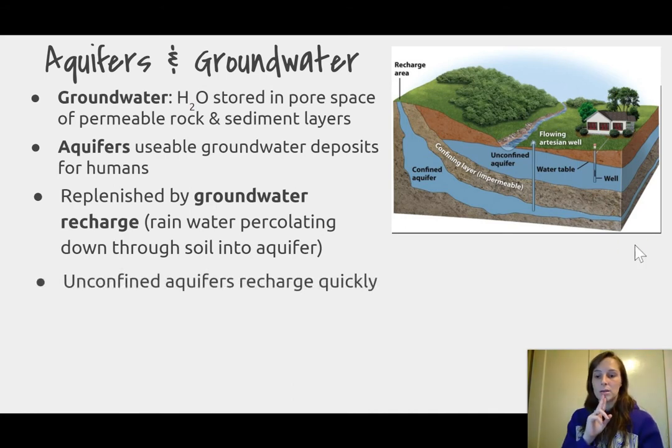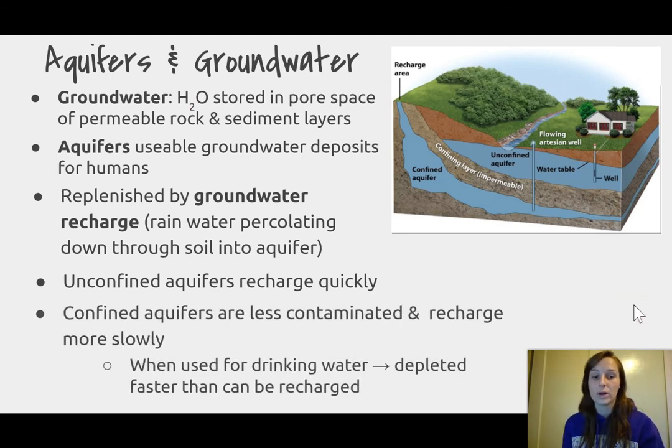So we've got 2 of them. The first one is going to be unconfined aquifers. They tend to be a little bit nearer to the surface. They aren't fully confined necessarily in the deep recesses of the soil. And so these are going to potentially have more potential for contamination. Then we have confined aquifers. In confined aquifers, they are less contaminated.